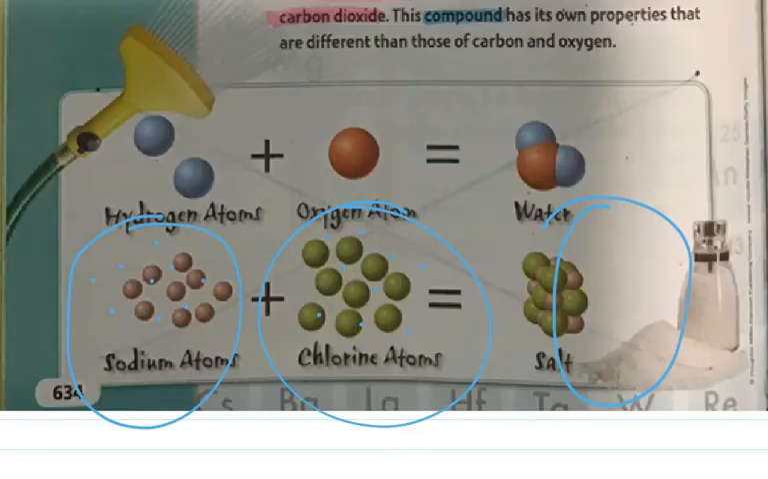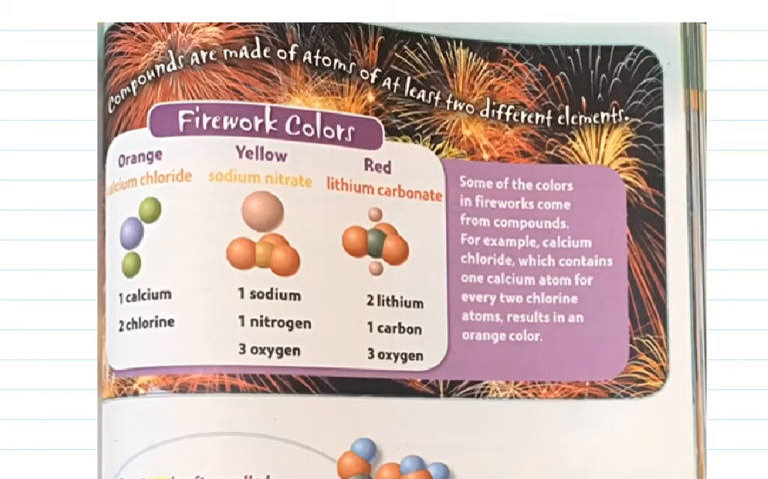Okay, let's move on. I'm at the top of page 635 now. Compounds are made of atoms of at least 2 different elements. Now, an element, remember, would be calcium, chlorine, sodium, nitrogen, oxygen, lithium, carbon. All of those things that I just listed are different elements. Now I'm going to read what's in the purple little box. Some of the colors in the fireworks come from compounds.